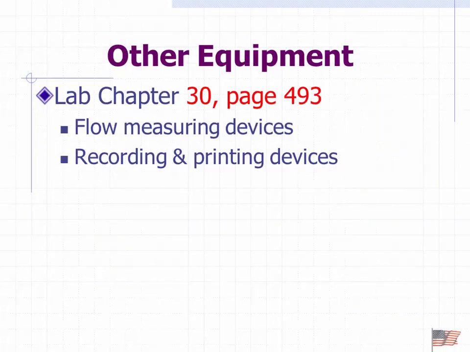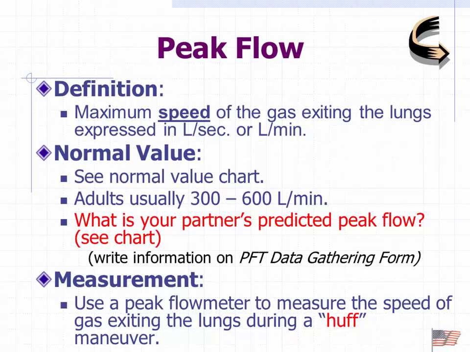Peak flow is the maximum speed you can generate during a forced exhalation. So we have the patient take a deep breath in. What is the peak flow there? Based upon height, age, and gender, your peak flow is going to change. For adults, usually it's in the 300 to 600 liters per minute. And we're going to go ahead and measure. One of the things that you're going to do is measure your peak flow on Amber and I.